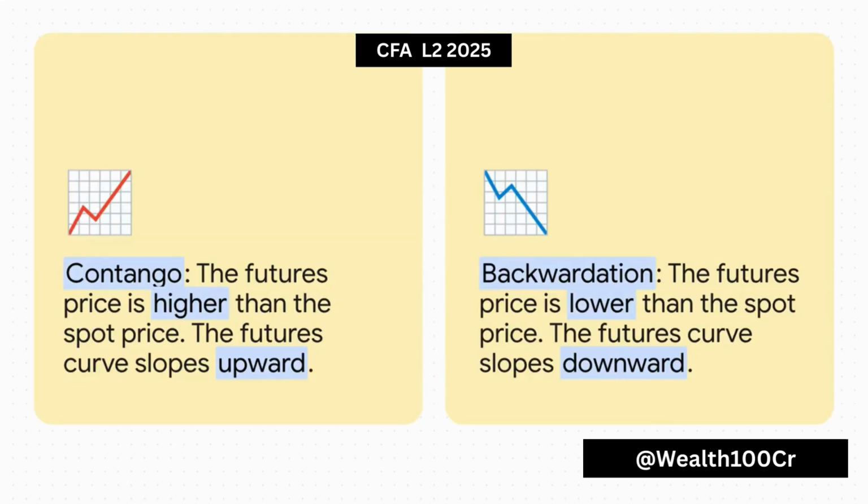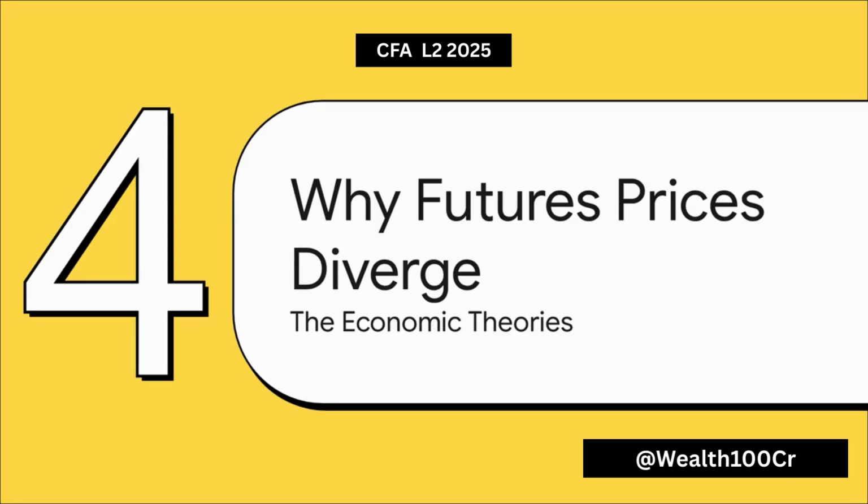So let's just nail this down because it's the most important takeaway. Contango: futures price is higher than spot, the curve slopes up. Backwardation: futures price is lower than spot, the curve slopes down. You have got to burn that relationship into your brain. It is absolutely fundamental. Okay, so we know what they are, but this is level 2, right? So just knowing the definitions won't cut it. You have to know the economic theories behind why the market gets into these states. And there are 2 big theories you need to have in your back pocket.